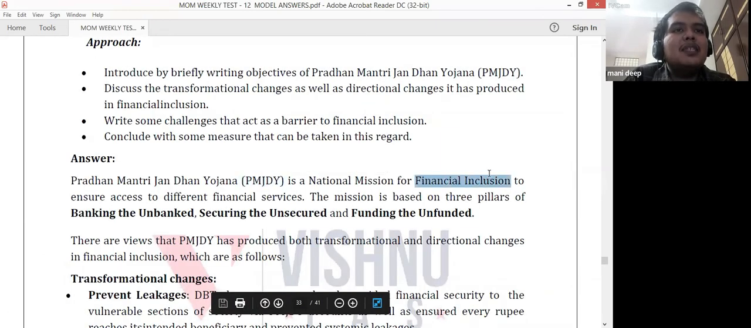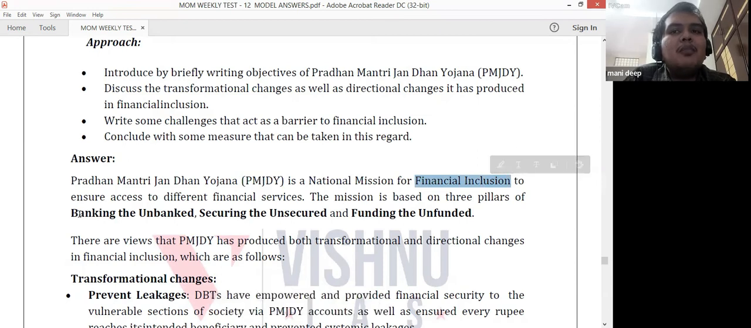It is a mission for financial inclusion. It is based on banking the unbanked, securing the unsecured, and funding the unfunded. So you can also write here regarding the capital that they can raise from the banks so that they can fund their own projects. So again, you can go to the question regarding the capability improvement approach.